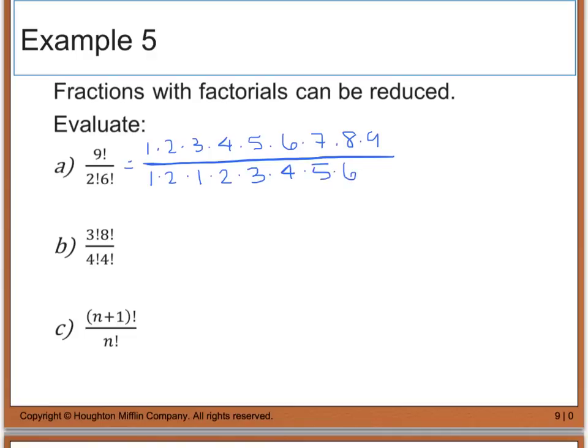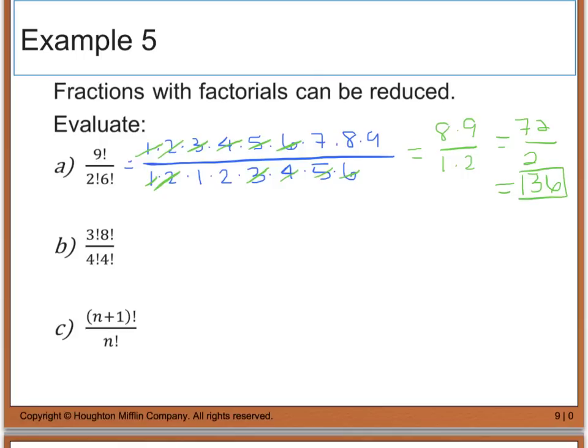Now what I see is I have common numerators and common denominators that will actually cancel out. So I have 1, 2 are going to cancel out here. Then I have 3 and 3, 4, 4, 5, 5, 6, and 6. So what you're really left with from the numerator is 8 times 9 divided by 1 times 2. 8 times 9 gives me 72. 1 times 2 is 2. 72 halves is really equal to 36. And 36 then would be my final answer.